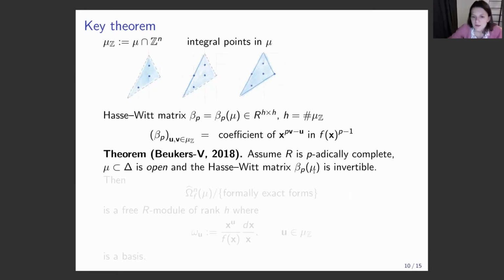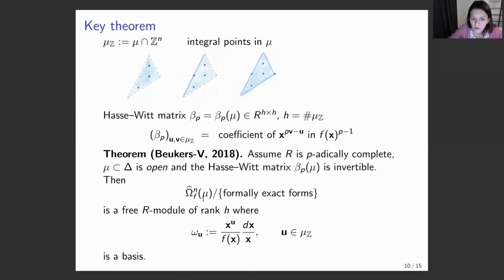Under certain assumptions, namely that the ring R is p-adically complete, mu is open in our finite topology, and the Hasse-Witt matrix is invertible in R, we have the following: the quotient of the module of differential n-forms, well, its p-adic completion, by so-called formally exact forms, I will explain what this is in a moment, is a free R module of rank h, where h is the point count here, spanned by the differential forms which correspond to the integral points in mu.